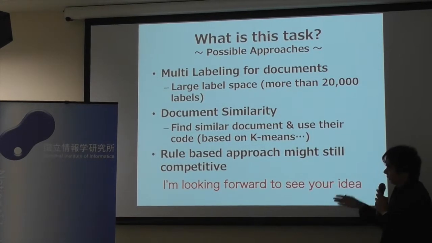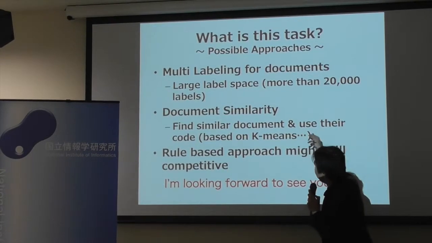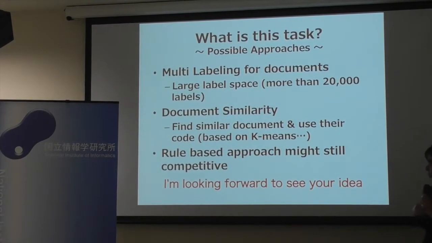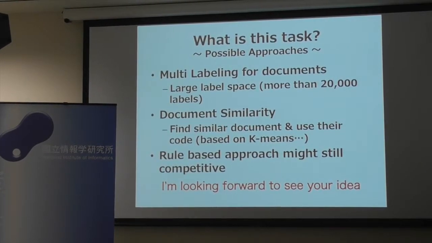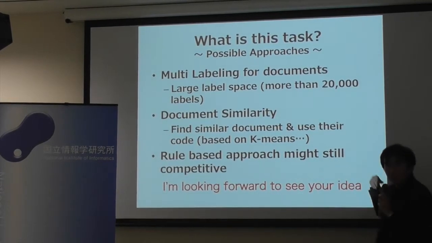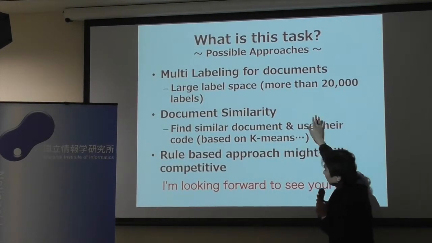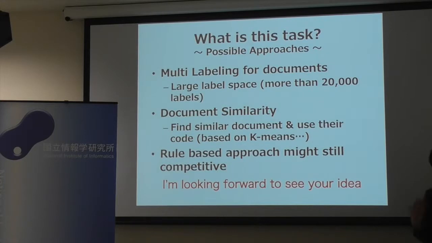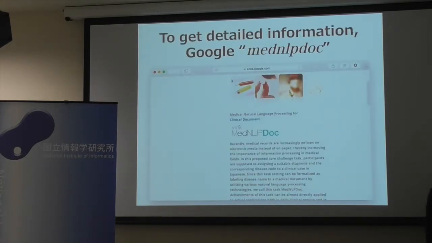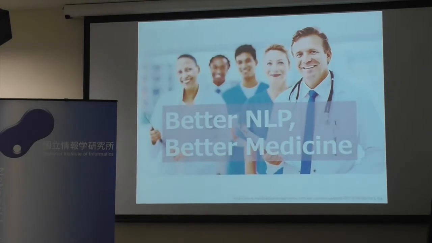In this approach, some kind of K-means approach or some kind of document similarity measure could be useful. Another approach is a rule-based approach. We have to handle such a large labeling space, such a difficult task, so a rule-based approach might still be competitive with machine learning approaches. And I'm also looking forward to seeing your ideas. To get detailed information, please Google MedNLPDoc, and you can see this page. And thank you.